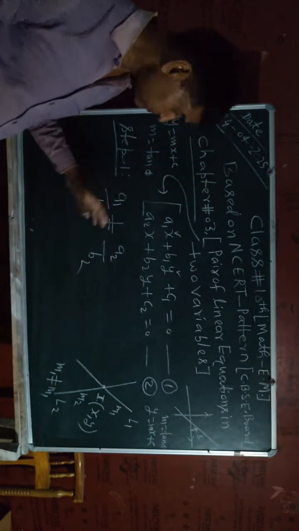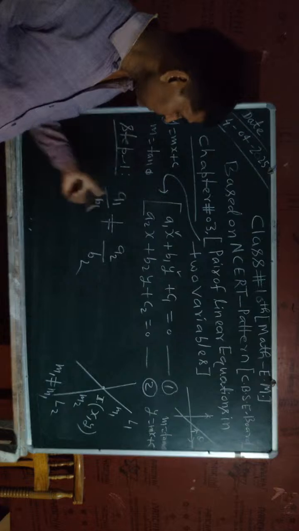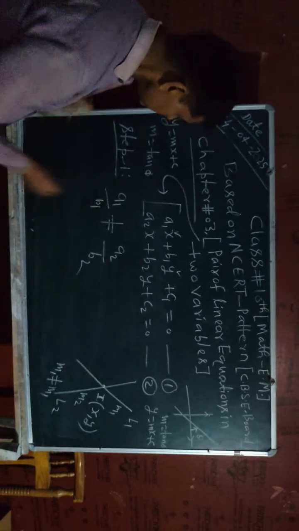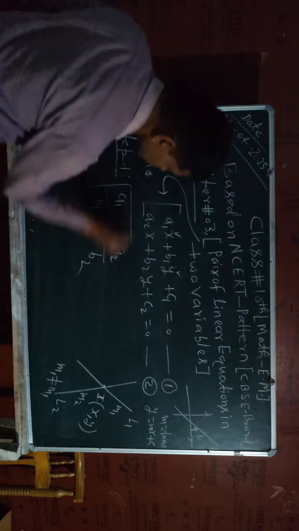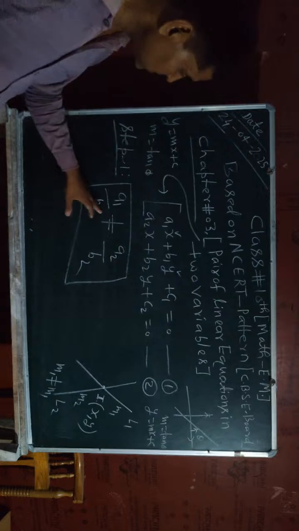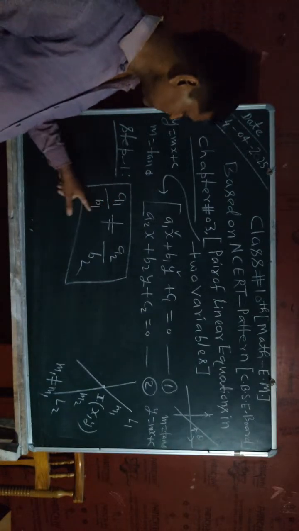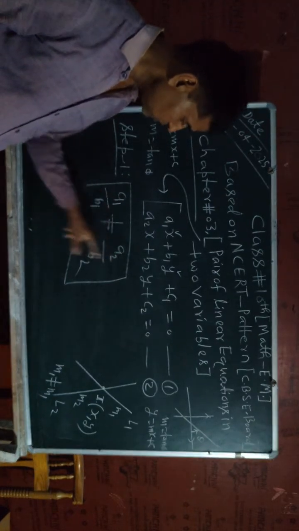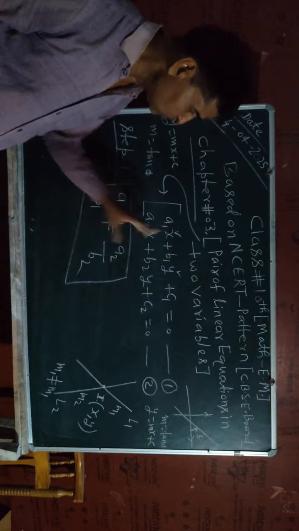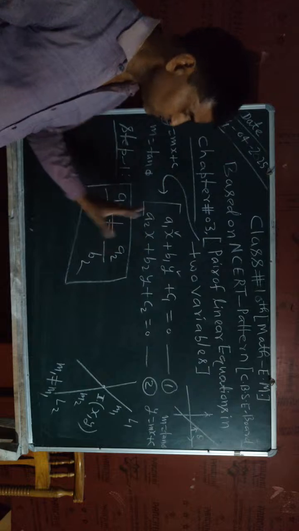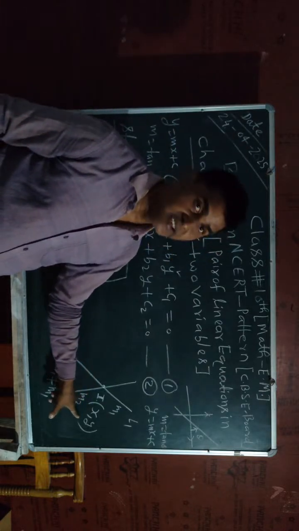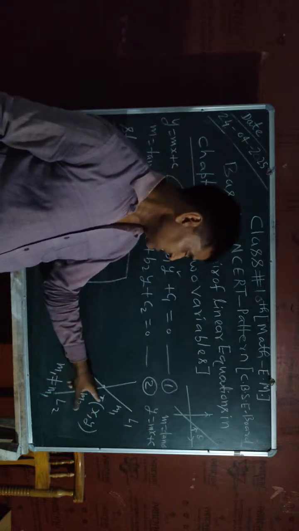So if two lines are given, and both lines are not parallel to each other, I will show this condition: a1 by a2 not equal to b1 by b2. If I get this condition, I will say both lines are not parallel to each other. It means that in this case I will get the real values of x and y.